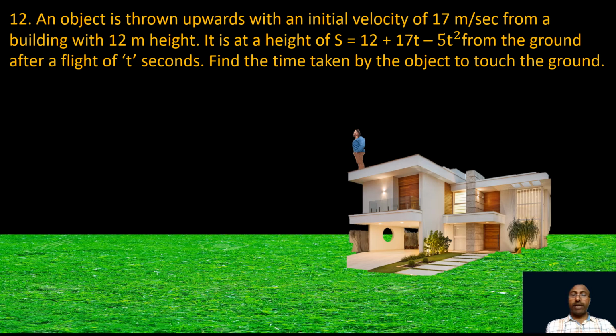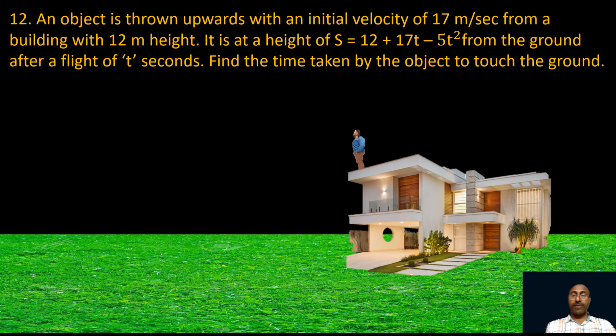Here we have a building, and there is a person on the building, and he throws an object upwards with initial velocity 17 meters per second from the building which is 12 meters in height, and it is given that the relation between distance s, that is height, and the time traveled by the object is s equal to 12 plus 17t minus 5t square, where t is the time and s is the distance, height, and we need to find the time taken by the object to touch the ground.